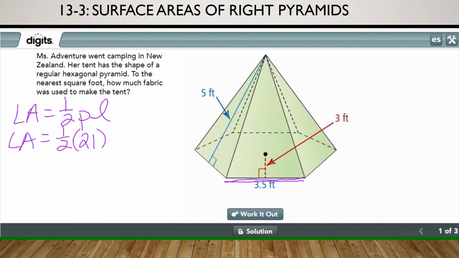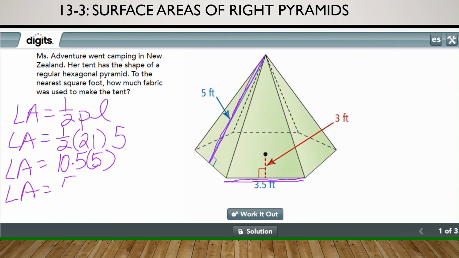Now the slant height is the height of the triangle. So if we look here, if it were folded out as a net, the height of this triangle, or the height of the lateral face, will be 5. Now we have to go ahead and multiply all of that together. If we get half of 21, that would be 10 5/10. And then we multiply that by 5. We end up with 52 5/10. Don't forget your units, that's feet squared.